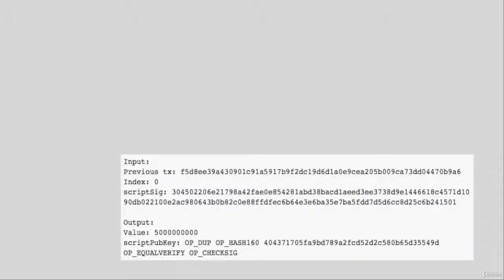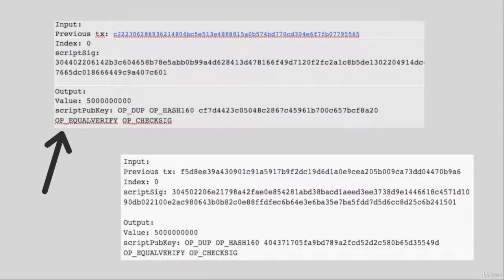Let's look closer at what goes into a Bitcoin transaction. Bitcoin transactions consist of inputs and outputs. The funds you have available are the outputs of previous transactions. Outputs of transactions that haven't been spent yet are called unspent transaction outputs, or UTXO for short.